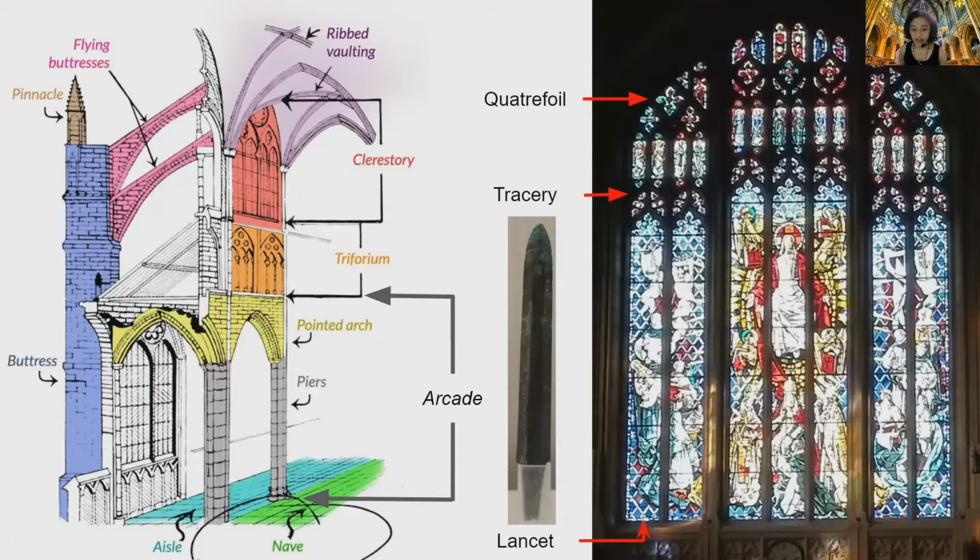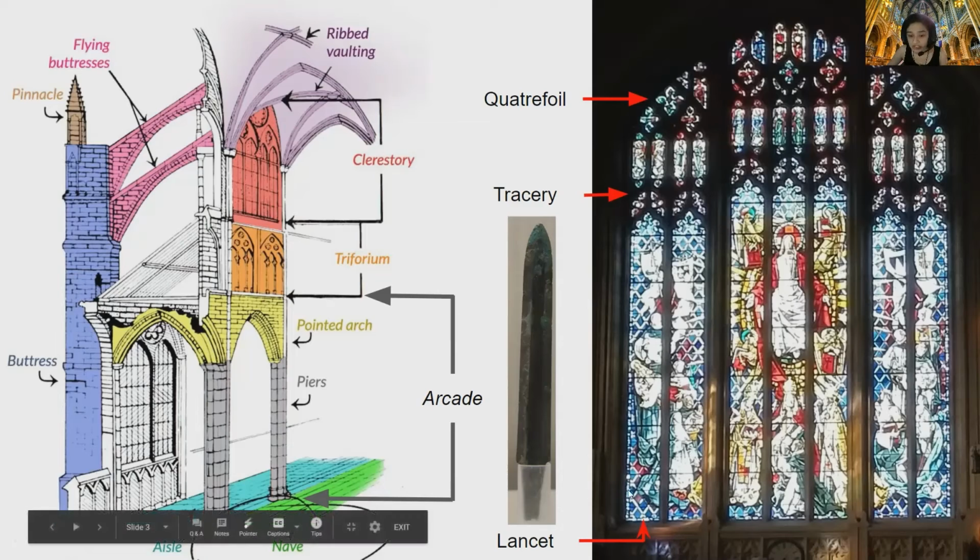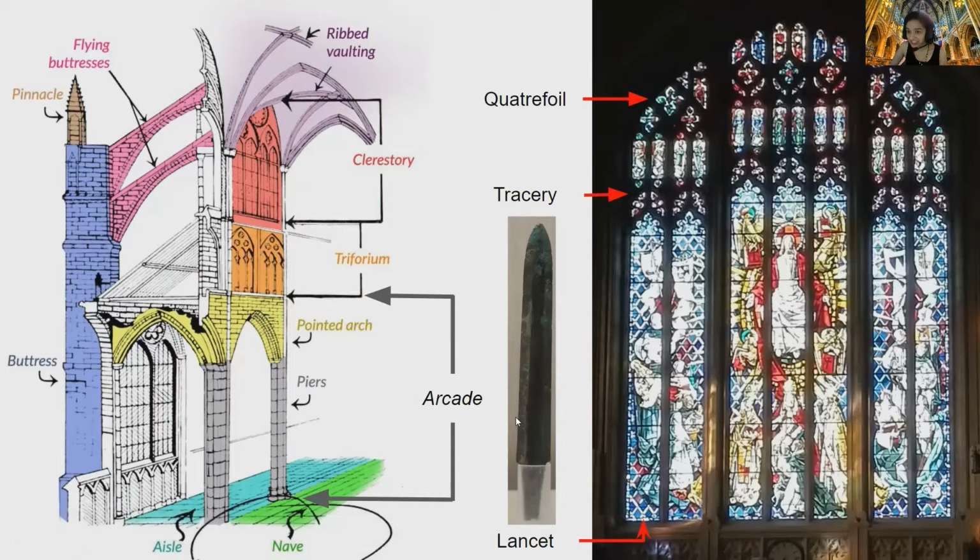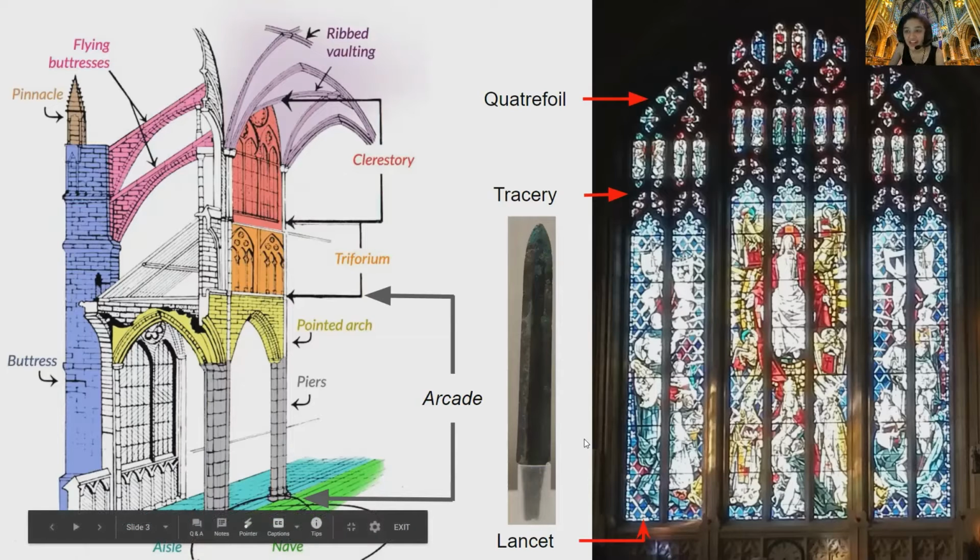And then the last element that I really want to talk about is this blade-looking segment of the window. It's just known as a lancet. And here is an example of a lance head. So you can tell the reason why we started calling it a lancet. It looks basically like a lance head. Lancet. It's a small lance.